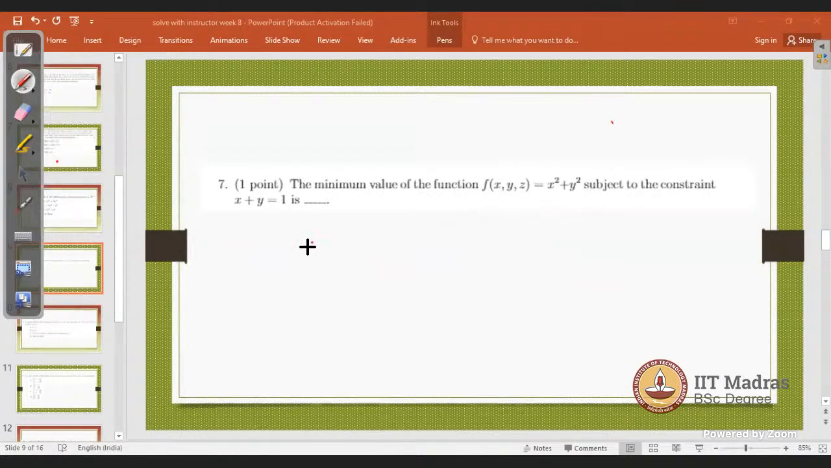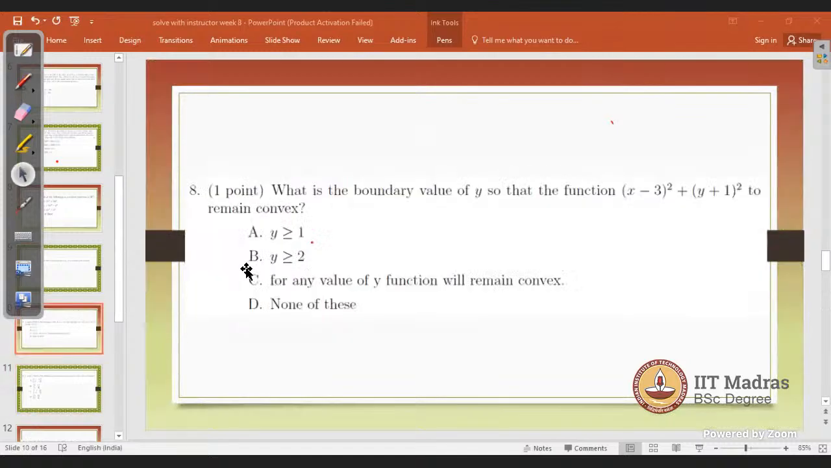So let's move to the next question. In the 8th question, it is asking what is the boundary value of y so that the function (x minus 3) whole square plus (y plus 1) whole square remains convex. What value can we put for y so that this function becomes convex?